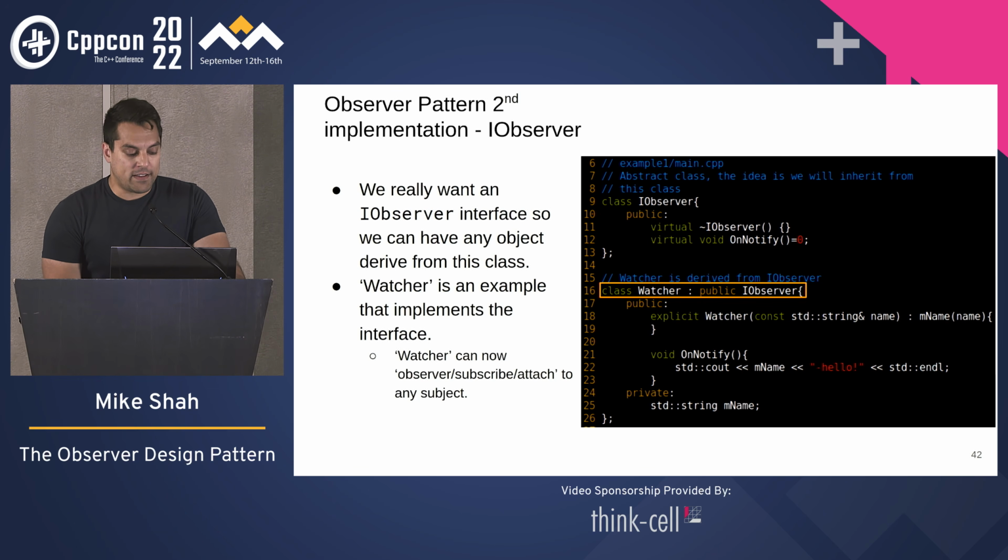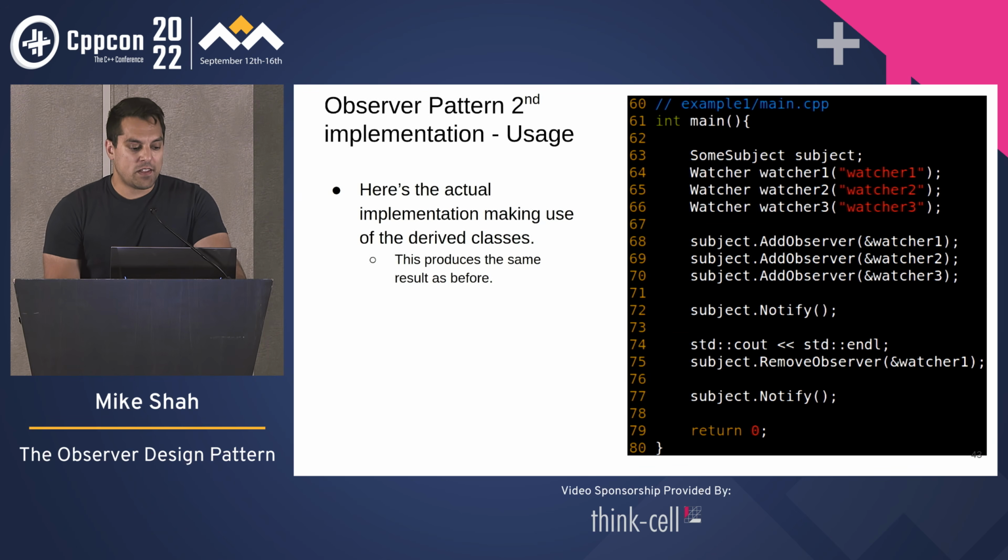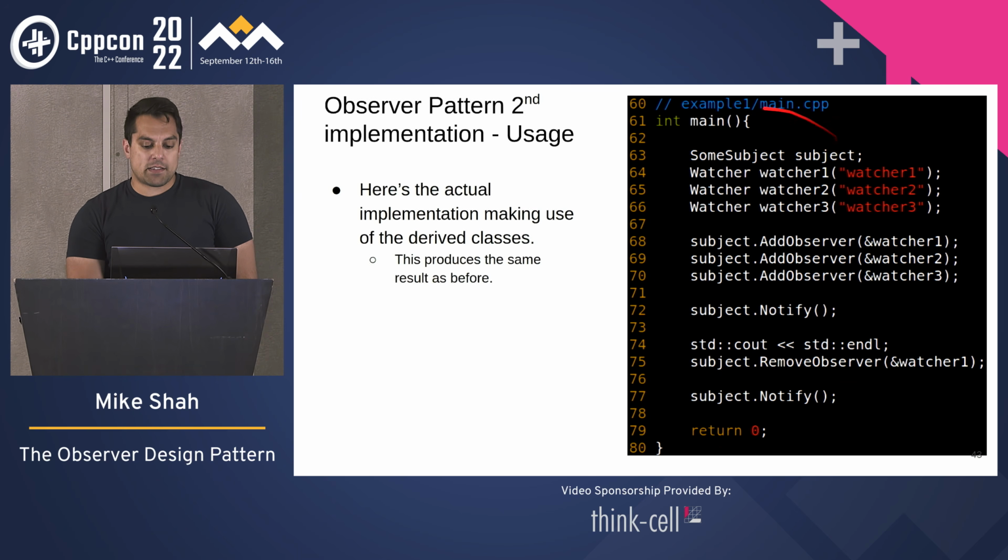All right, so let's go ahead and move forward from here. And we'll see our second implementation here for the usage. Okay, so here's the actual implementation. If you look at this code, pretty much nothing's changed other than I've changed some of the names here to actually use our derived classes. So I have some subject, which was the thing that we're interested in, watcher, which is one of our observer types here, and then I'm performing this code here. It's going to do the exact same thing as before.